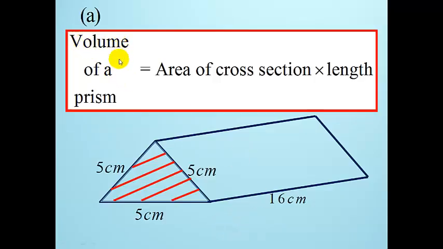The volume of the prism is equal to the area of the cross section times the length. The length equals 16 as shown. But the area of the cross section is the shaded portion. That's the triangle. So if you are finding the area of the cross section, it means that we have to find the area of this equilateral triangle.